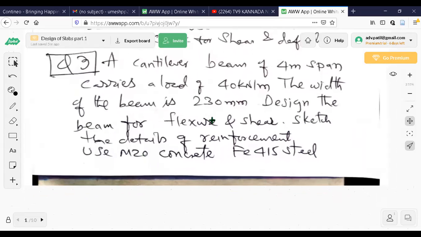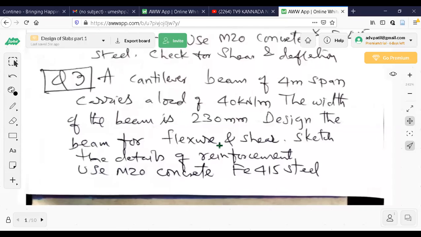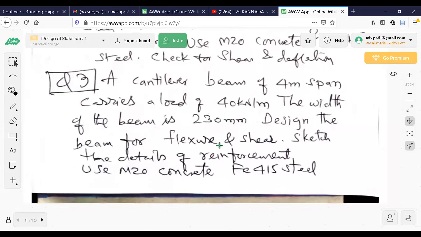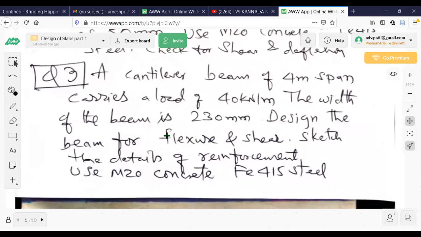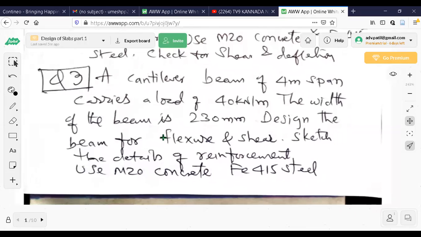M20 and FE415 is given. You have to be good in both M20 FE500 or M20 FE415. Most likely is FE 500 only from this question paper, I think. For 18 series, they may prefer FE 500 only. So you have to be good in both. Constants will change. If instead of FE 415, FE 500 is used, the constants are changing. You have to be careful about that.